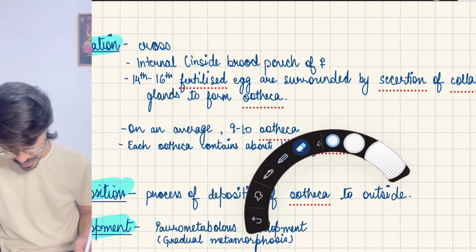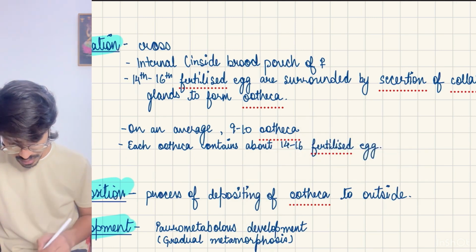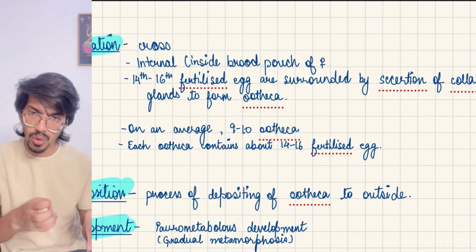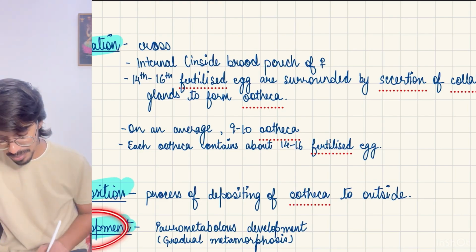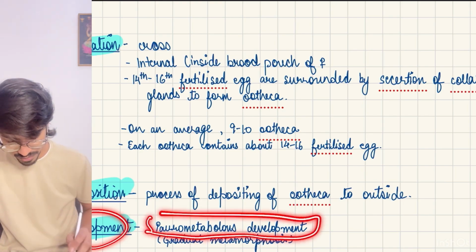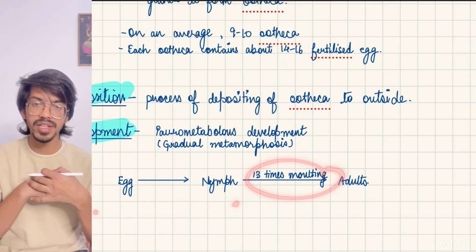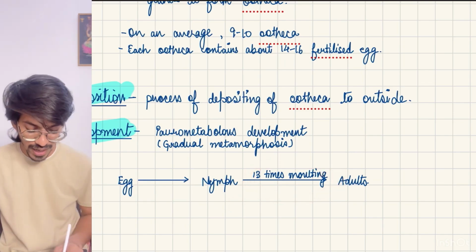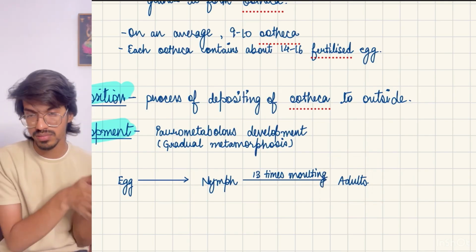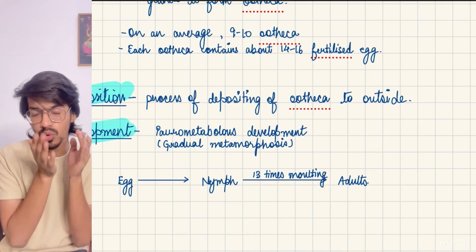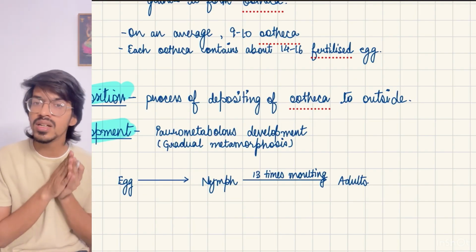Then what happened? Next thing is after fertilization, oviposition is the type of how it is depositing the things. This ootheca deposition is called oviposition. Development is called what? Paurometabolous development, because what happened is from the egg, a nymph hatches, then 13 times it molts, removes its cuticle, and becomes the adult form. Only after the last molting is over, wing pads would be available. Before that, wings won't be present in the young cockroach.